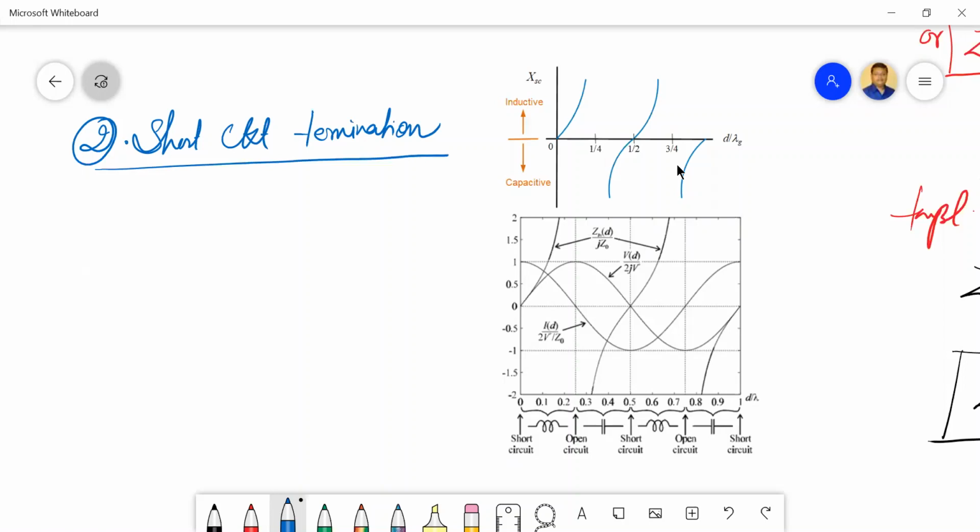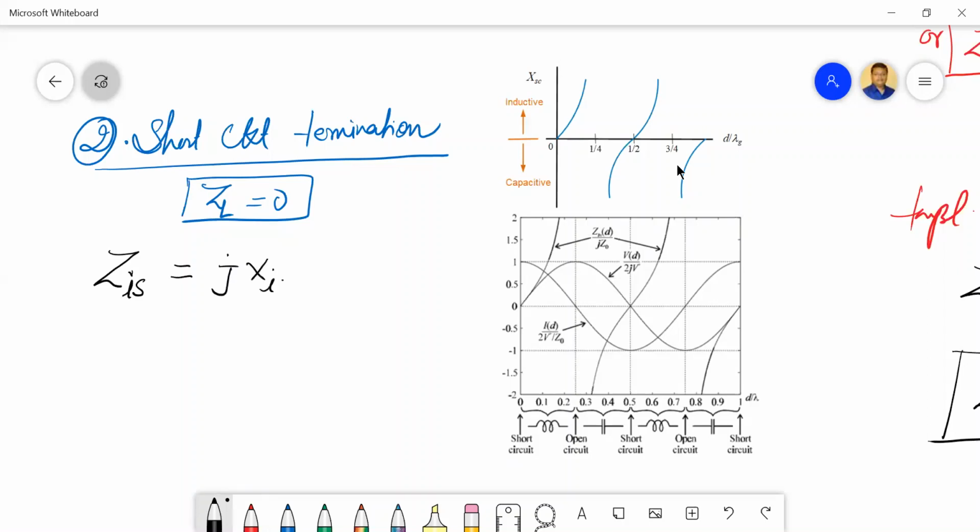Short circuit termination means ZL will be 0. When ZL is 0, what will be the input impedance in that case? Zin for the short circuit, Zis, is equal to jXis, which is equal to jR0 tan(βL). Now tan(βL), we know, ranges from minus infinity to plus infinity.